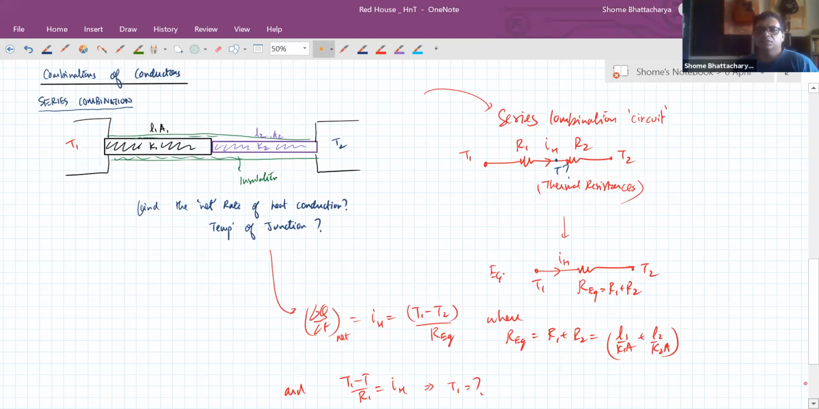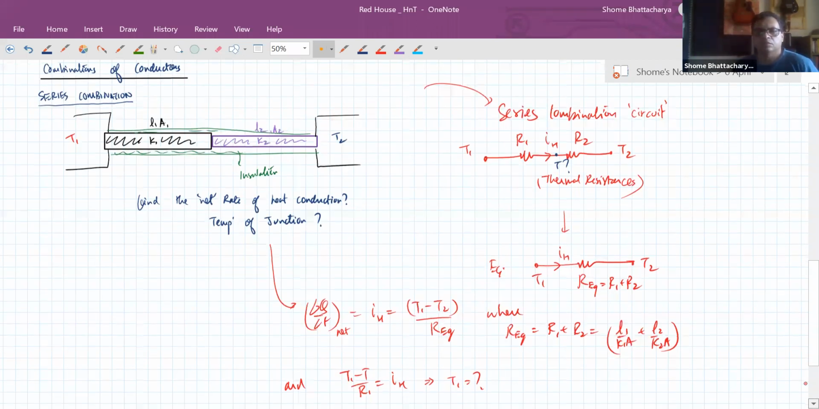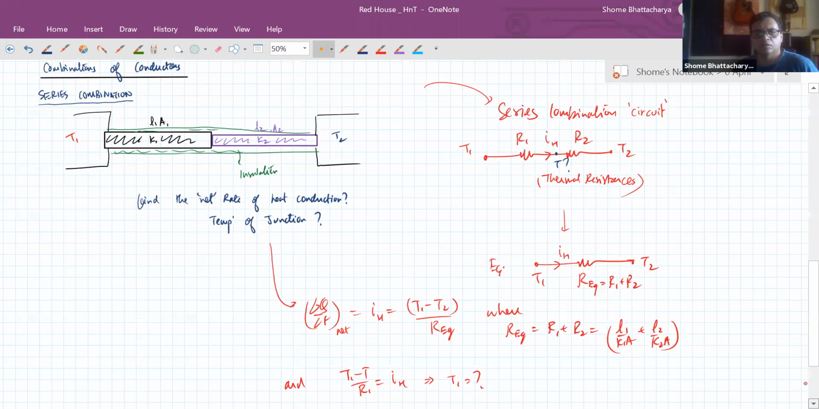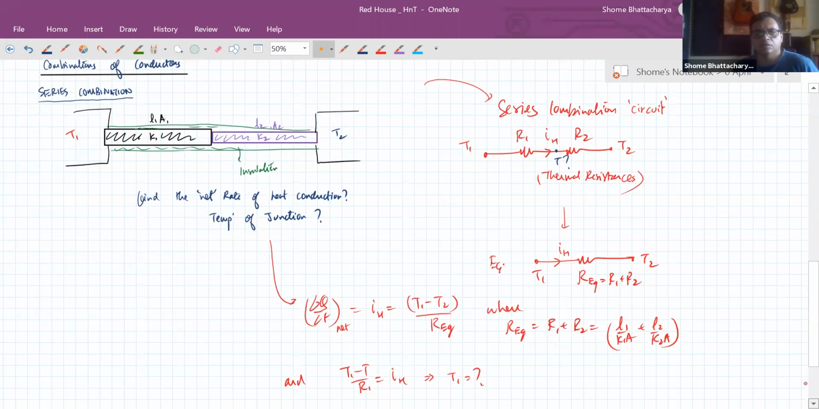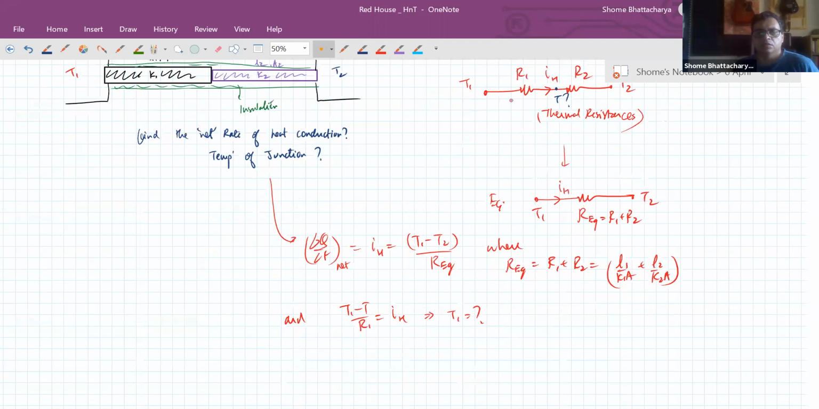Okay, now similarly, let's see the parallel combination. Oh, yes, that's correct, Vaishnavi. People, important correction here. I've taken the case where even the areas are different. So it is L1 upon K1 A1 and L2 upon K2 A2. Just make this small correction here.